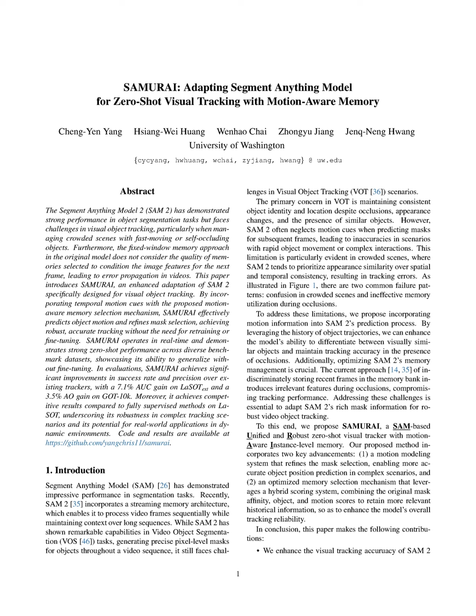Second, the motion-aware memory selection mechanism improves the original fixed-window memory approach by employing a hybrid scoring system that combines mask affinity, object occurrence, and motion scores. This selective approach ensures that only frames meeting specific thresholds for all three scores are retained in the memory bank, thereby enhancing the model's ability to handle occlusions and complex interactions in crowded scenes. By integrating these components, Samurai effectively improves tracking accuracy and robustness without requiring additional training or fine-tuning, demonstrating strong generalization across various visual object tracking benchmarks.